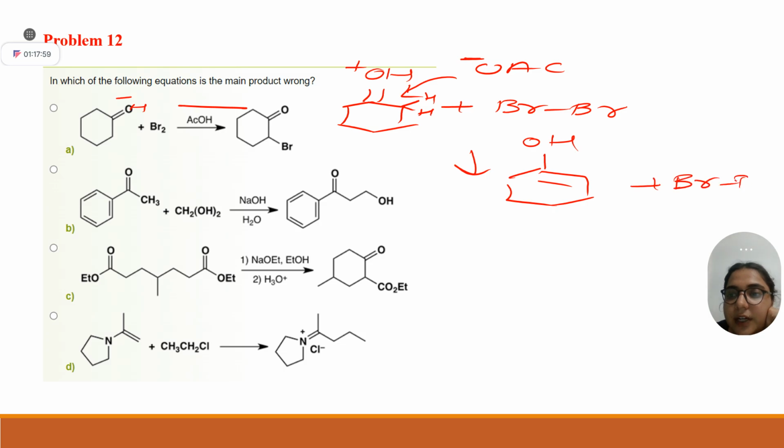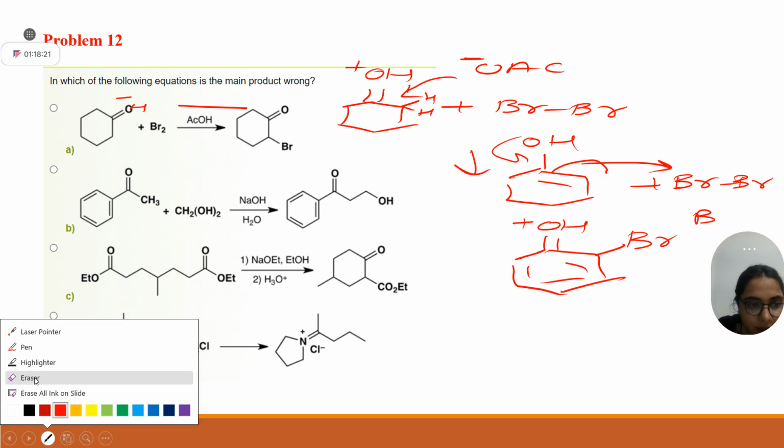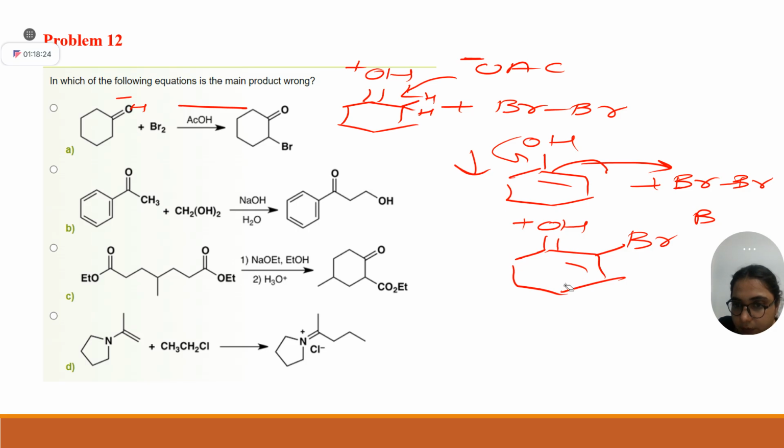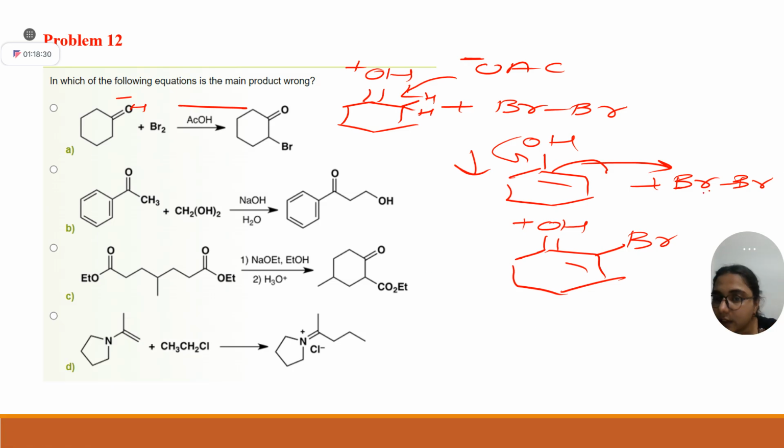You are having Br2. The lone pair will come and attack onto your Br. Double bond O, H positive. Oh, sorry, this I will remove. Br and Br negative is left, right? And then H plus will go from here and HBr will be removed. I hope you got the mechanism, or I was very fast.